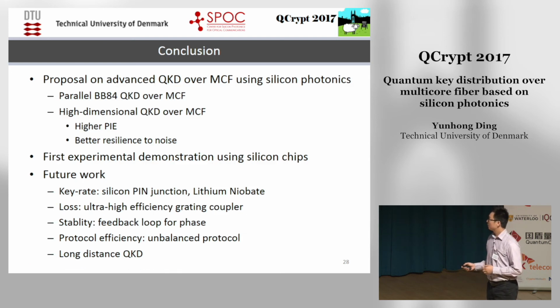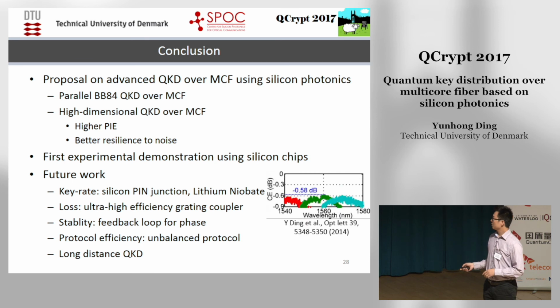So in conclusion, we propose to implement highly advanced quantum key distribution over multi-core fiber using silicon photonics, including parallel BB84 and high-dimensional protocol. And we have the first experiment using silicon chips. Of course, it is a proof-of-concept experiment, but for the future, if it is promising, we can use silicon high-speed modulators, also high-speed lithium niobate modulators. Also for the loss, we could use very high-efficiency grating couplers. Now we have the ability to make grating couplers with only 0.6 dB loss.